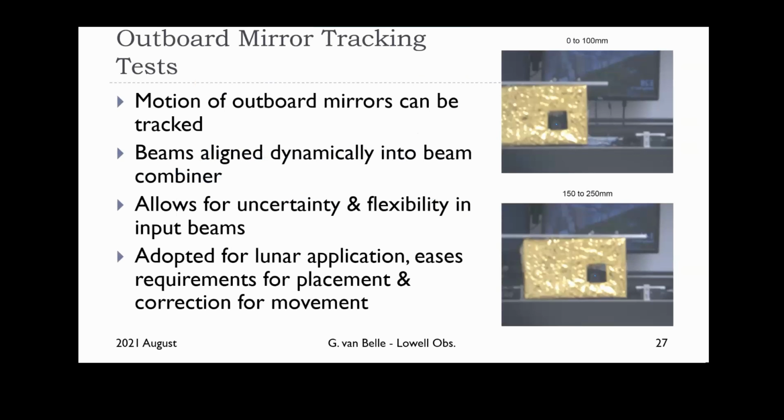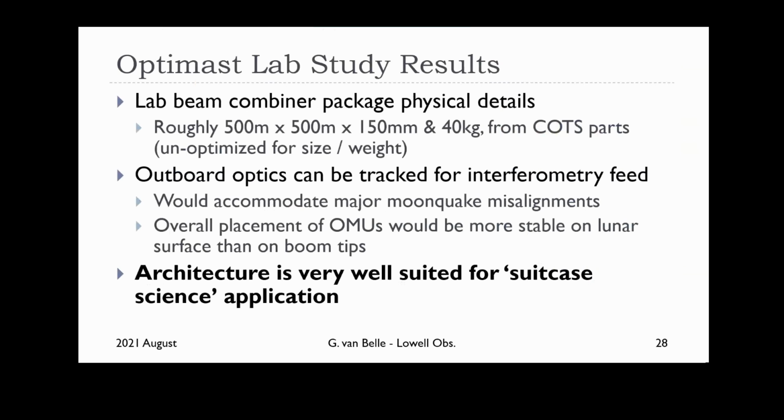Next slide. So our results from that were that you can actually build a pretty small combiner. In this case, it was about 0.5 meter by 0.5 meter by about 150 millimeter size. And this was all off-the-shelf parts, which you could probably optimize quite a bit for size and weight, and you can track the outboard optics very easily. You can locate them. And so all this is pretty well suited for suitcase science, we think. Next slide.